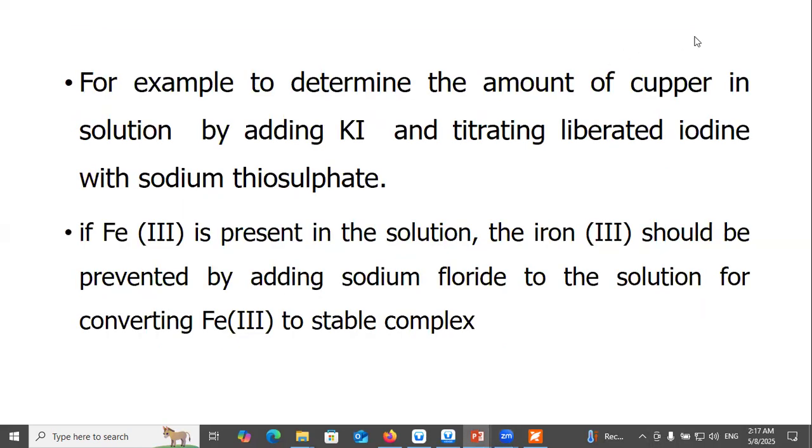For example, to determine the amount of copper in solution by adding potassium iodide and titrating the liberated iodine with sodium thiosulfate, if iron(III) is present in the solution, the interference should be prevented by adding sodium chloride to the solution for converting iron(III) to a stable complex.